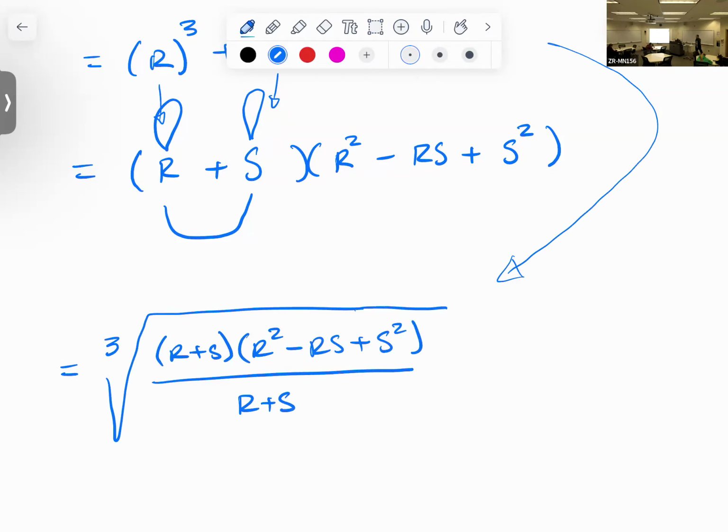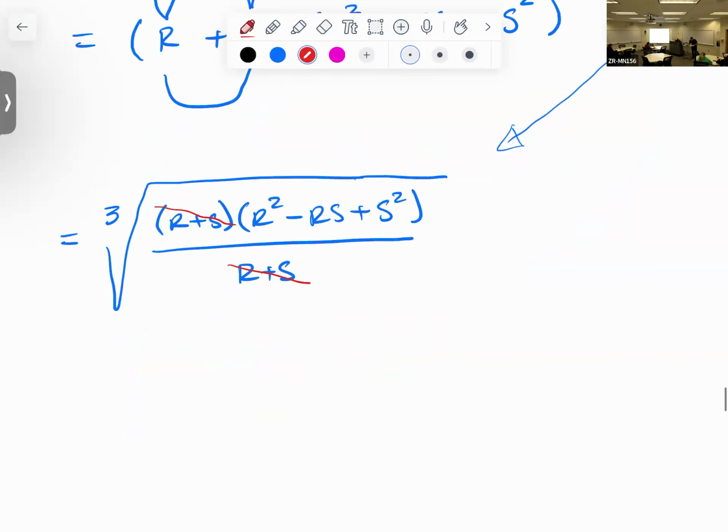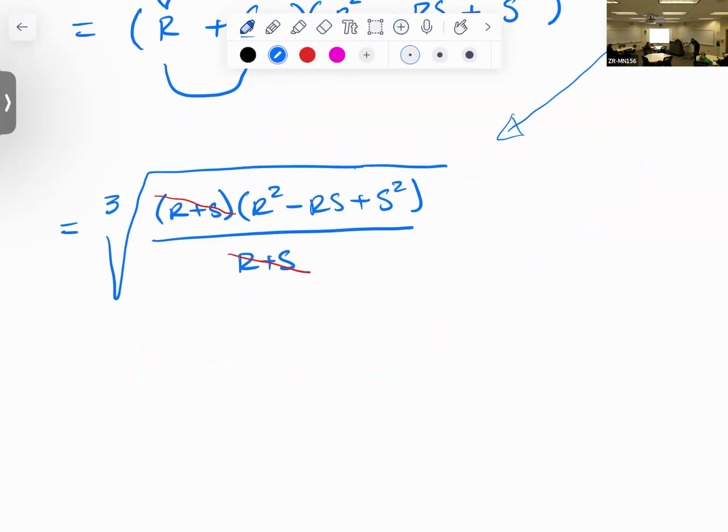So our factor from above now looks like this. I broke the r cubed plus s cubed into its individual pieces. And then r plus s and r plus s, I can cancel that entire binomial with the entire one in the denominator because they're being multiplied. That becomes 3 square root of r squared minus rs. There is now only a 1 in the denominator, which means I no longer have a fraction.